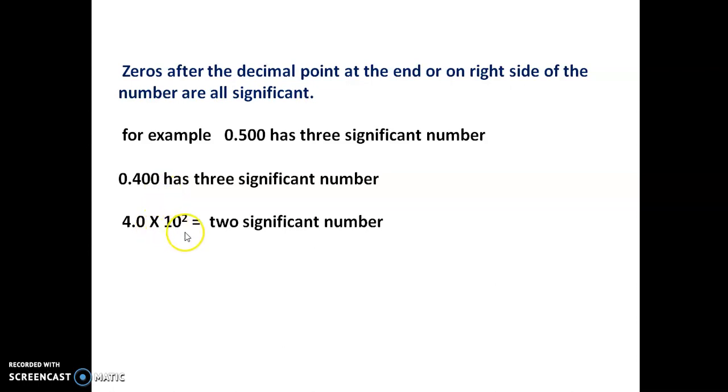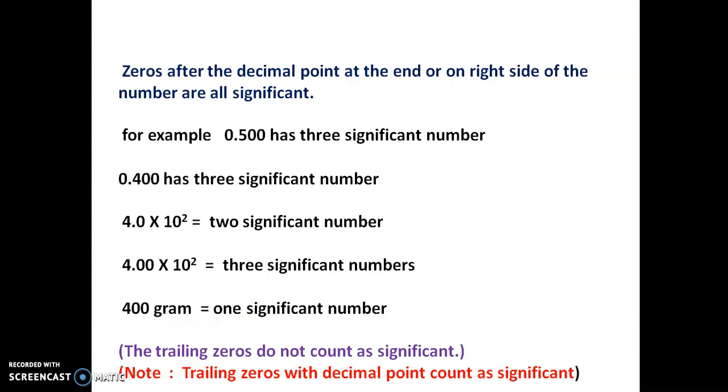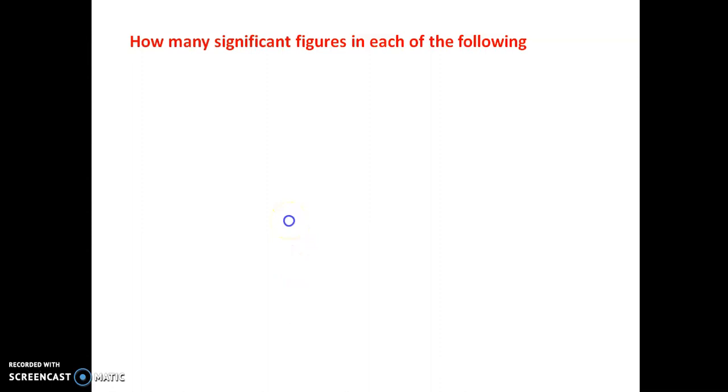4.0 times 10 raised to 2, this is again scientific notation. Hence we have two significant numbers for this, because 4 and this 0 are the two significant numbers we have to consider. In 400 gram only one significant number has to be considered, because the trailing zeros do not count as significant. Note that trailing zeros with a decimal point count as significant. Now we see how many significant figures there are in each of the following.